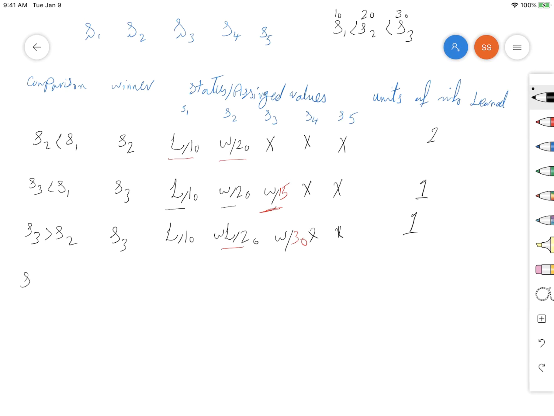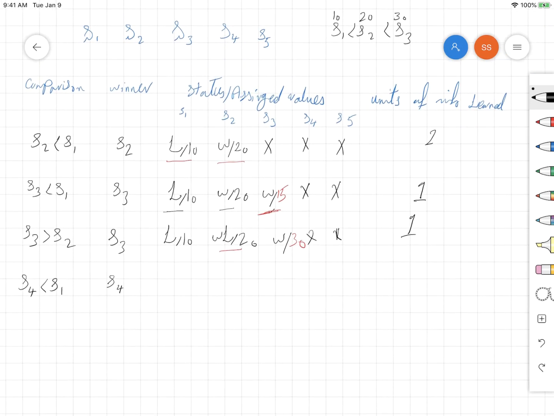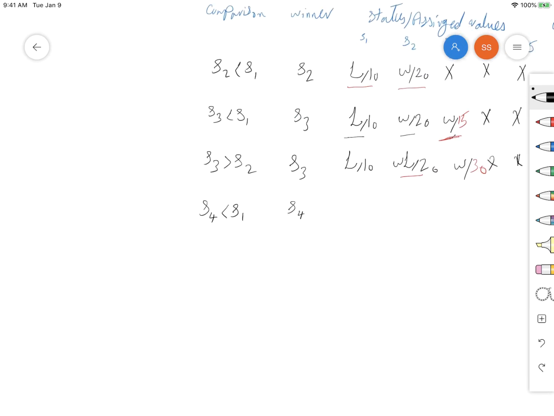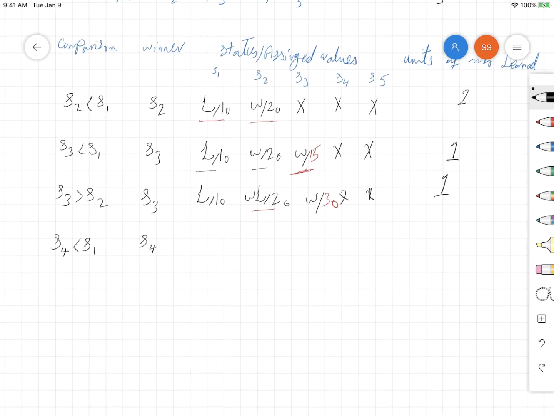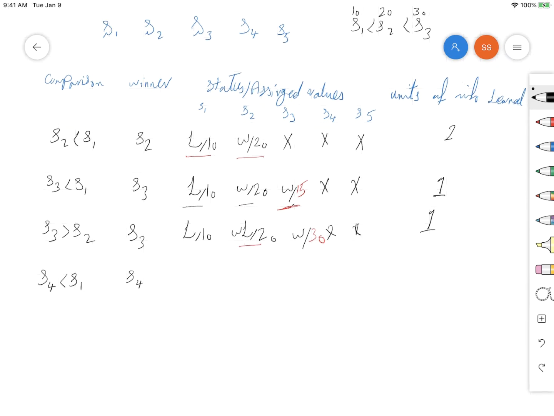Now we're going to ask the next question: between S4 and S1, which one is the largest? And let's say that here our opponent says that S4 is larger. So here between S4 and S1, there is still no change on the status of S1 because it was lost and it still is lost. So there is no change on the status of S1. Okay, so lost and 10.